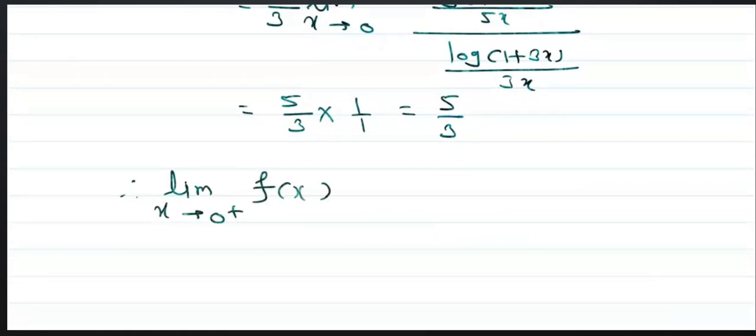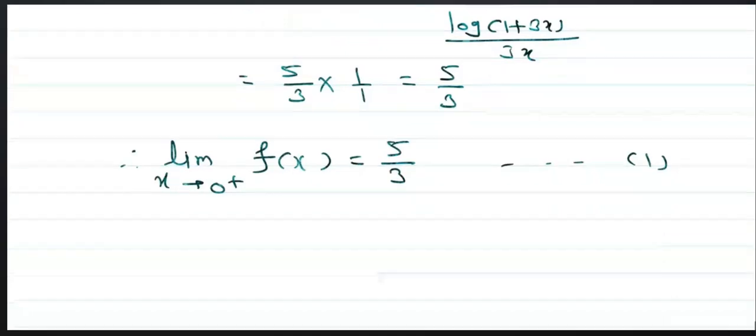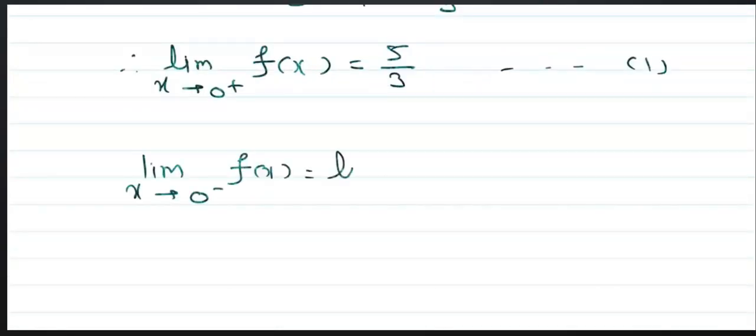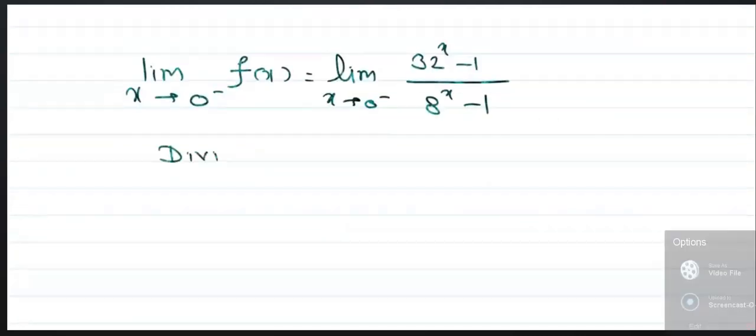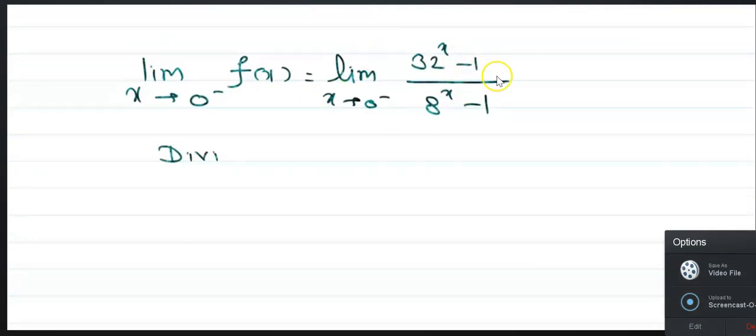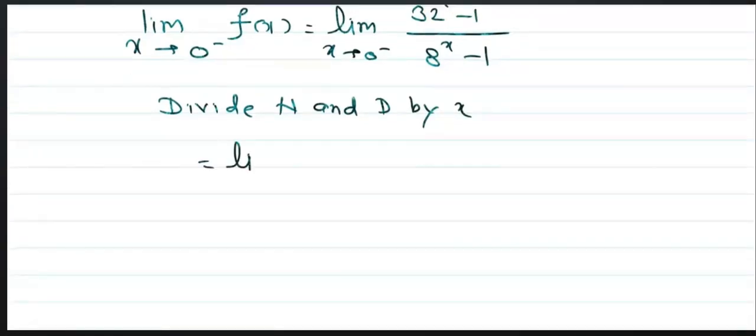Therefore, limit x tends to 0, right hand side limit is 5 upon 3. This is 1. Next is the left hand side limit, and for that we will take the function that is 32 raised to x minus 1 upon 8 raised to x minus 1. Here also it will be similar. Our standard result is a raised to x minus 1 upon x, then the value of this limit is log of a. For this reason, we will divide first of all numerator and denominator by x. Divide n and d by x.